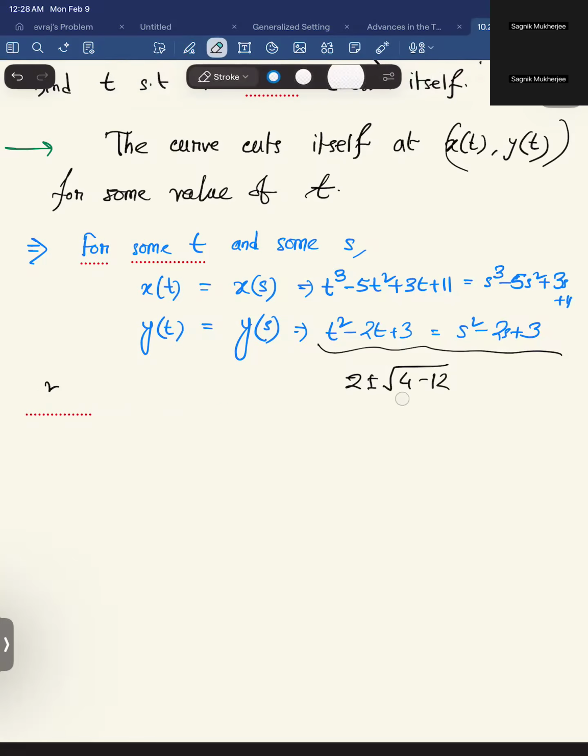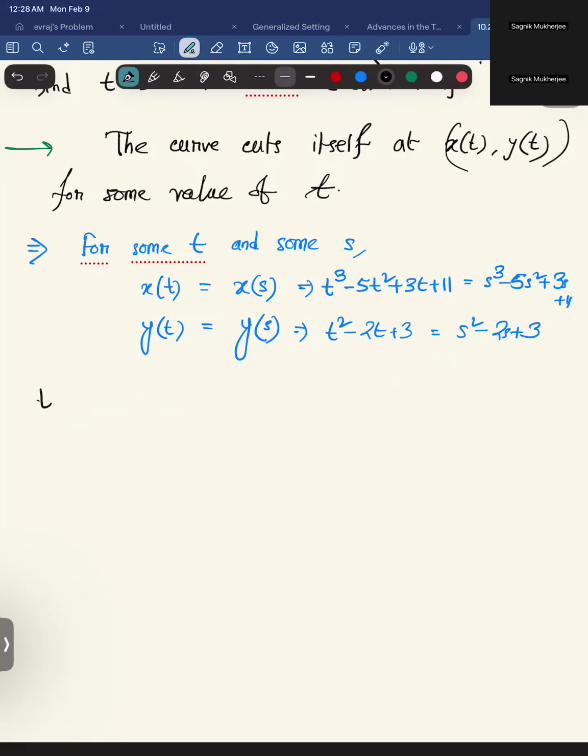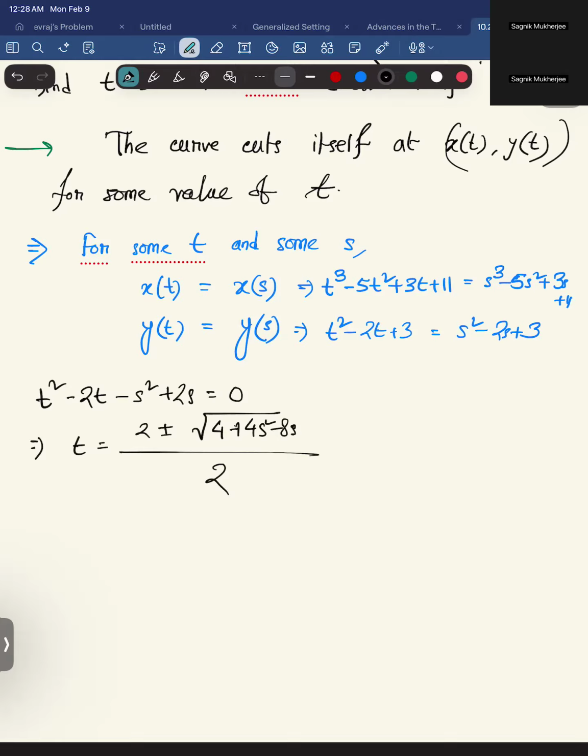So we have to do something like this. First we have to solve for t in the second equation. I mean, there is actually no better way than doing this. So this is minus s squared plus 2s equals 0. That means t equals 2 plus minus square root of 4 minus 4s squared minus 8s, over 2. So if you solve it, you can actually see that it is 1 plus minus.